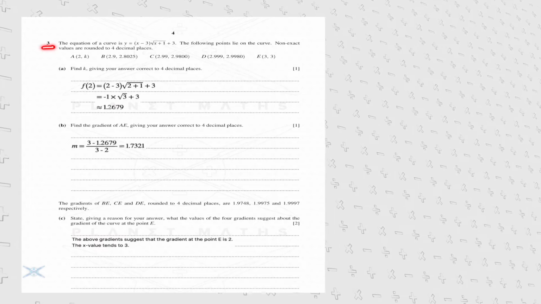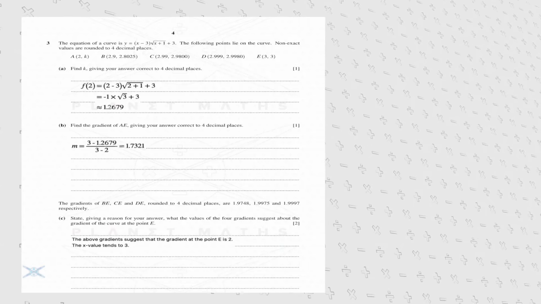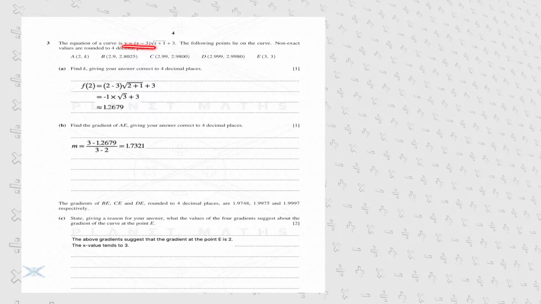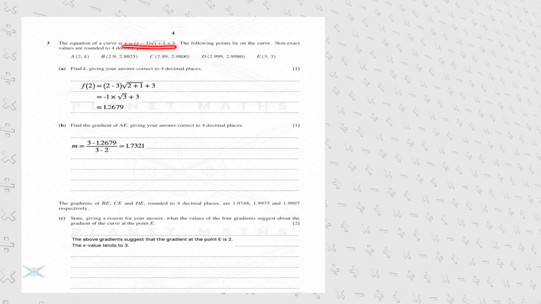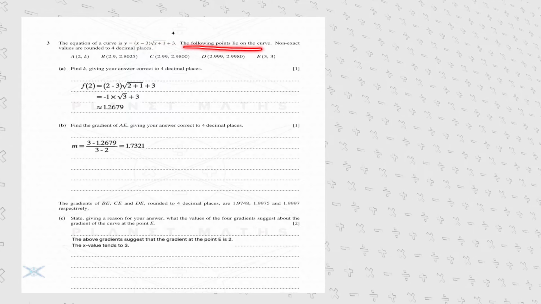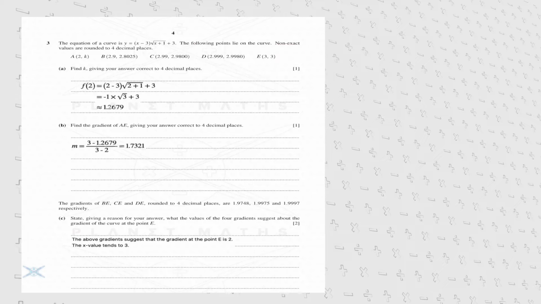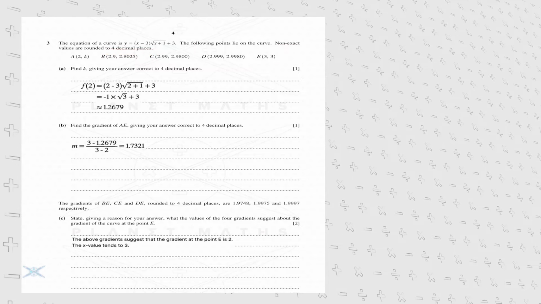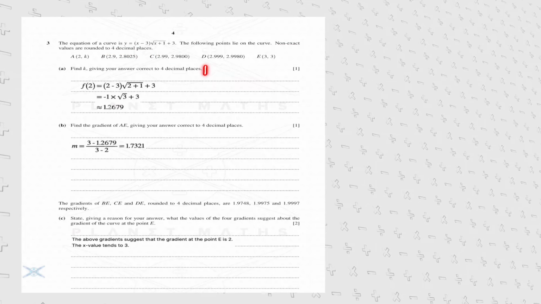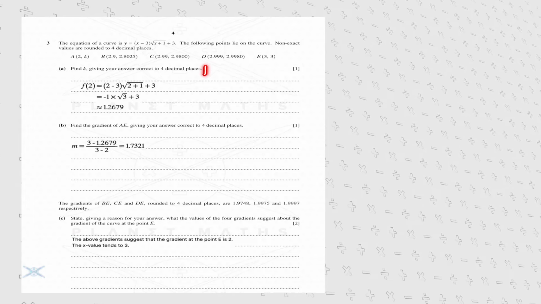Moving on to exercise 3, where we are presented with the equation of a curve y equals x minus 3 multiplied by the square root of x plus 1, plus 3. The following points lie on the curve and non-exact values are rounded to 4 decimal places. In part A, we are supposed to find k, giving our answer correct to 4 decimal places.